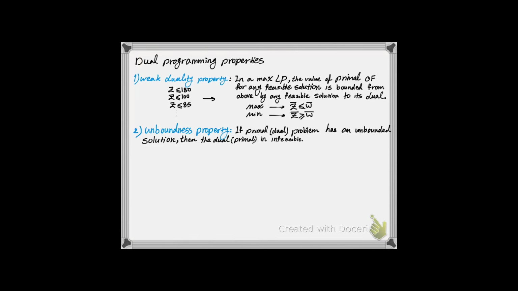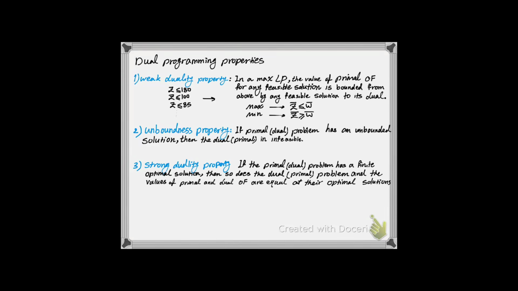The second property is the unboundedness property. If the primal problem has an unbounded solution, then the dual is going to be infeasible. How? Let's explore this. This can be concluded from the first property, the weak duality property. We said that in a maximization problem, we are bounded from above by the feasible solution of its dual. Now, suppose that your primal is unbounded. It means that it can grow to infinity. Then the question would be, can you find a value for the dual problem that makes this primal problem bounded? The answer is no, because this is infinity. So you cannot really find a solution and plug it into your dual that restricts that value. So the unboundedness property can be concluded from the weak duality property.